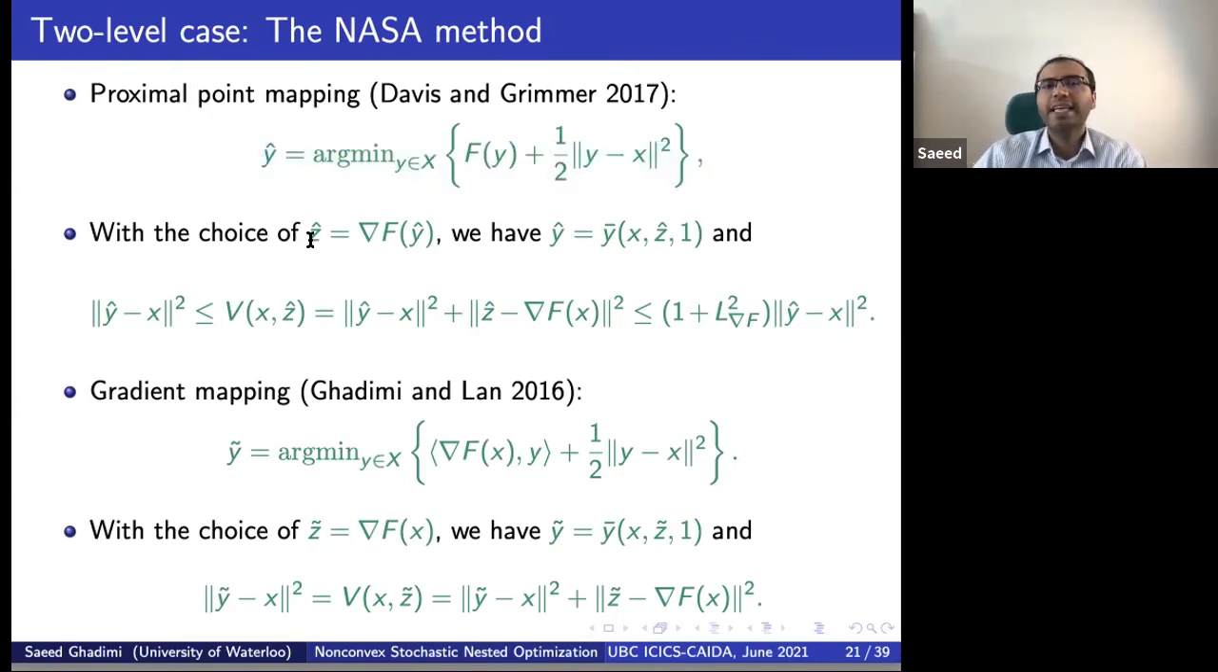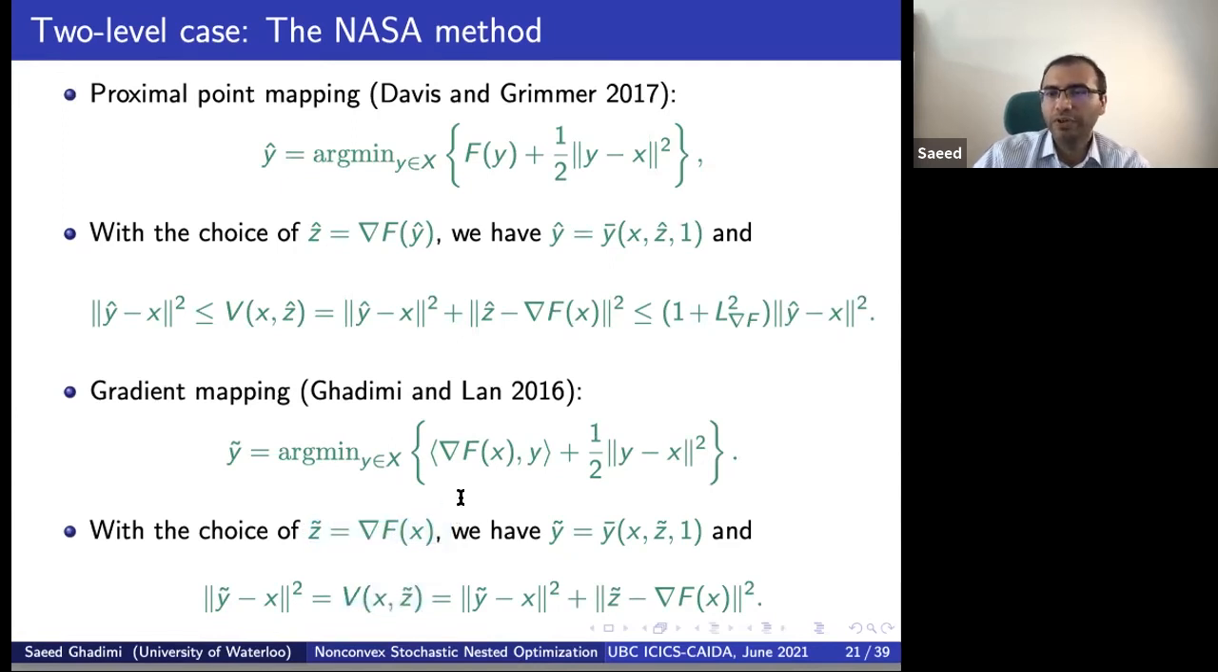If you define z hat to be the gradient of f at this point, then we can easily see that this optimality measure is bounded by our optimality measure, and it is also bounded by a constant times our optimality measure. The next one is the gradient mapping, where instead of this f, we have the gradient of f of x. In this case, if you choose z tilde to be the gradient of f at x, then the termination criterion for the gradient mapping equals our termination criterion by this choice of z tilde.